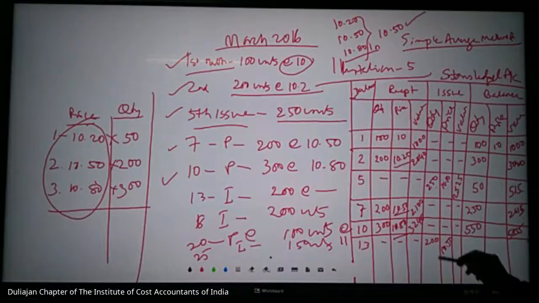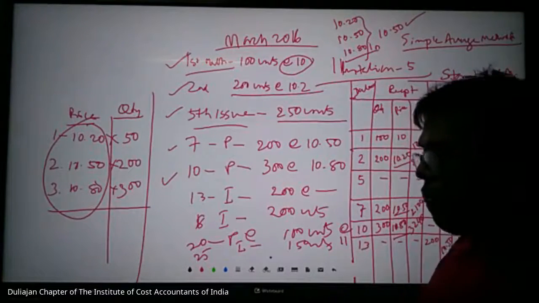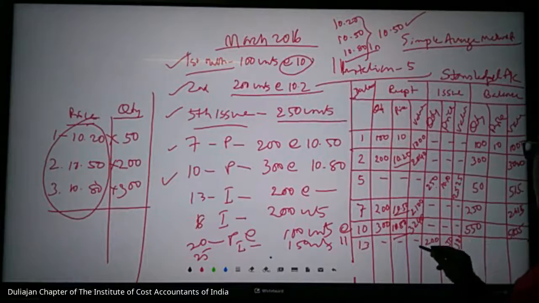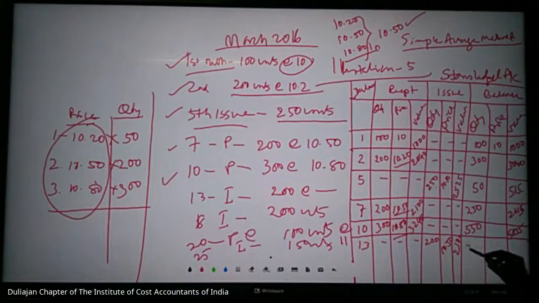And at this price, 200 into 10 rupees 50 paisa, 2100 rupees is the issue cost. Now, out of 550, 200 has gone. So I have got 350, and value 5855 minus 2100, 3755.